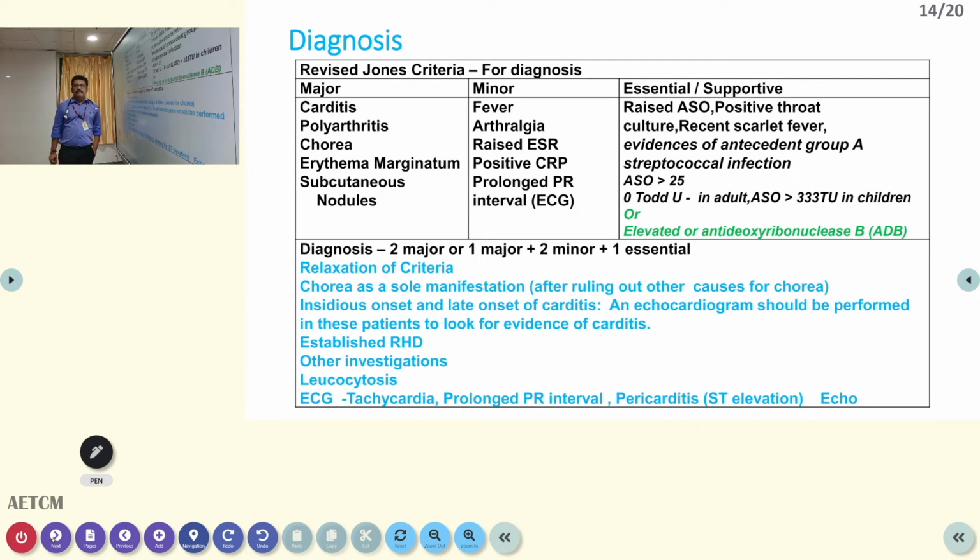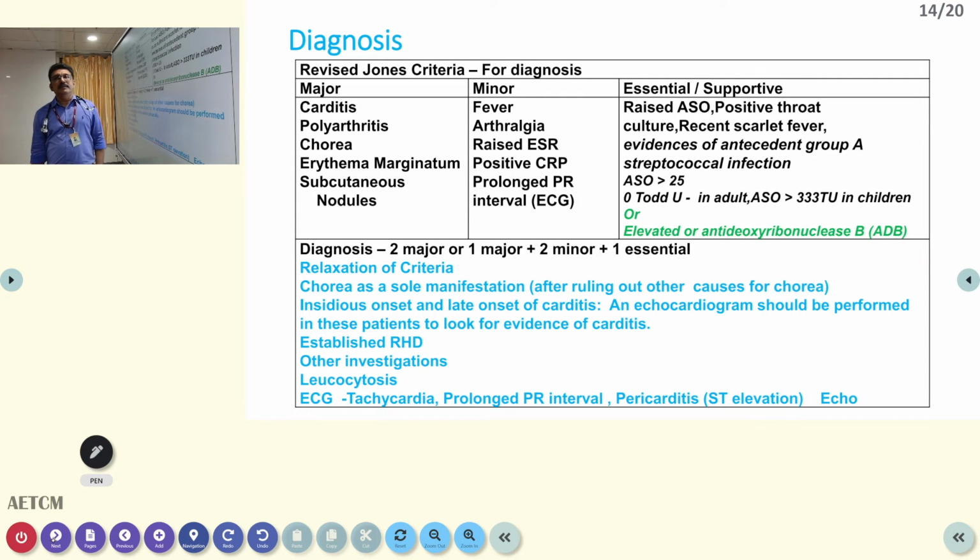Minor criteria: fever, arthralgia. Arthralgia means pain in the joints. Raised ESR, positive CRP or raised CRP, prolonged PR interval in ECG. These are all minor criteria. So two major or one major plus two minor, plus one essential.